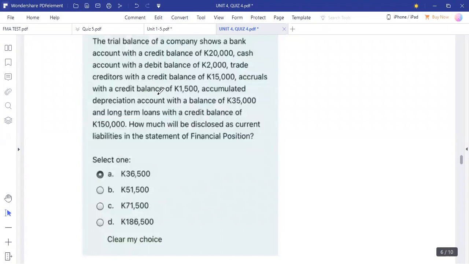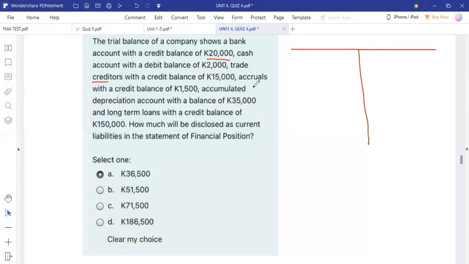Then we are told that the trial balance has the following transactions. It shows that the bank account has a credit balance of 20,000. Whenever a bank has a credit balance, it means that it is an overdraft. Then cash has a debit balance of 2,000. Then trade creditors have a credit balance of 15,000. Then we have accruals with a credit balance of 1,500.